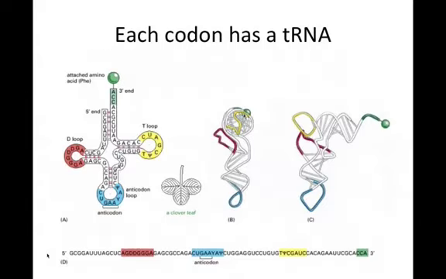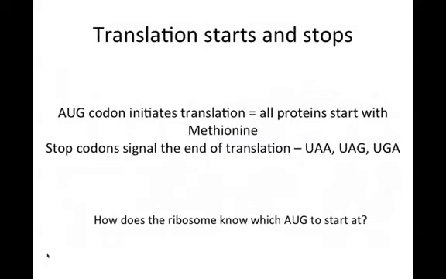So each codon has a tRNA, another RNA. And you have your anticodon that's going to recognize, it's going to base pair with your codon, and then you've got the amino acid attached up here. Okay, so translation starts, and then it stops. As you can tell, this is more of an overview.